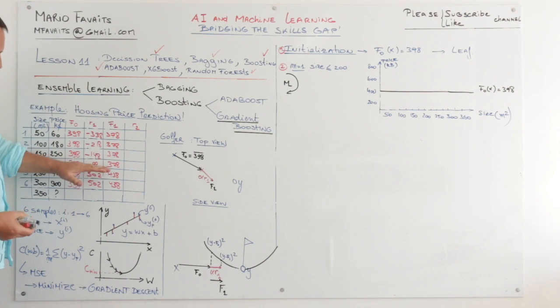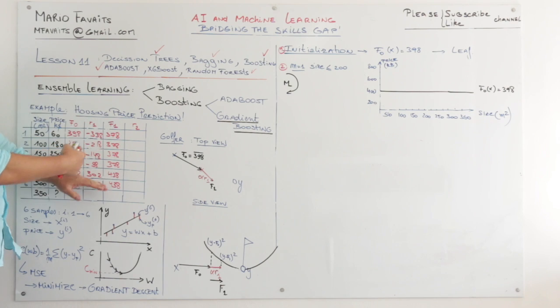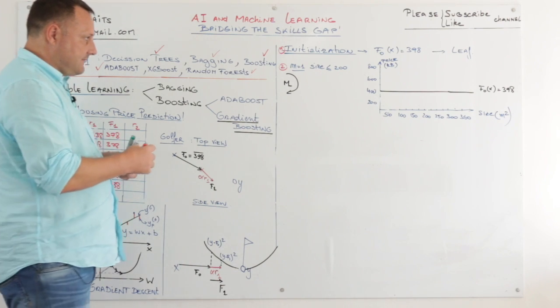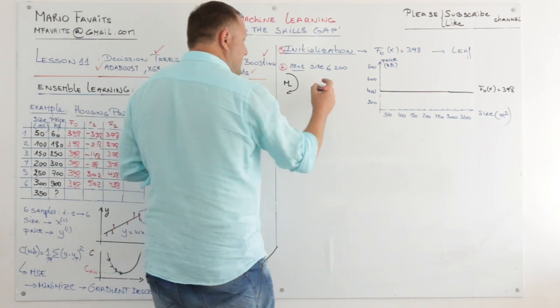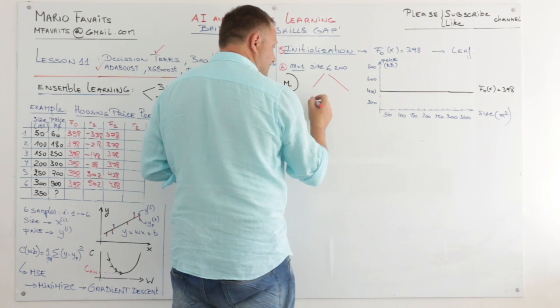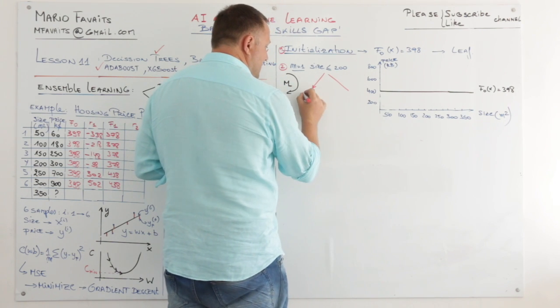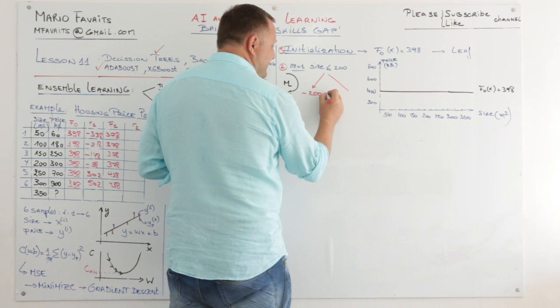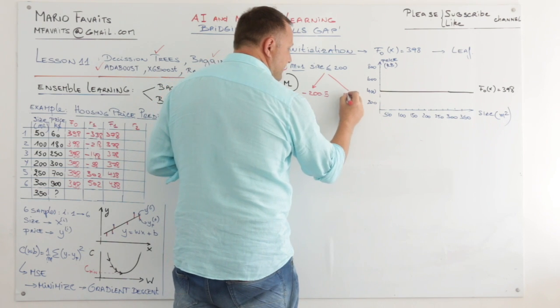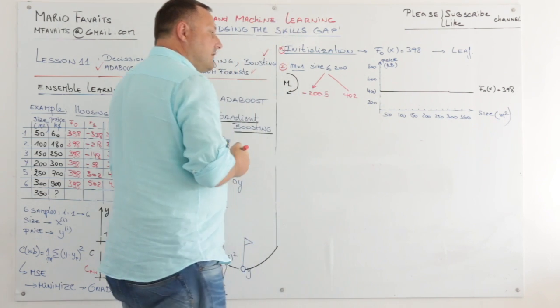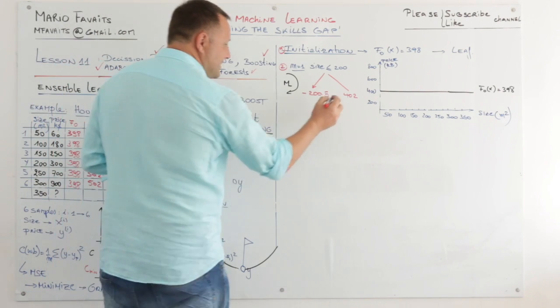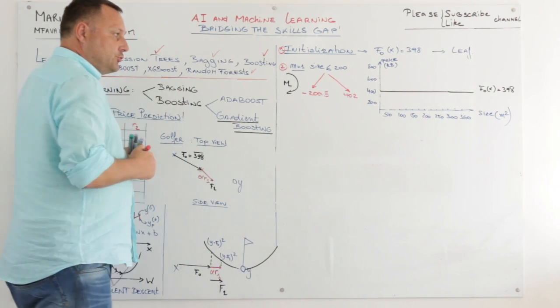and we split the residual into negative and positive. That gave us here an average residual of minus 200.5, and there an average residual of 402.